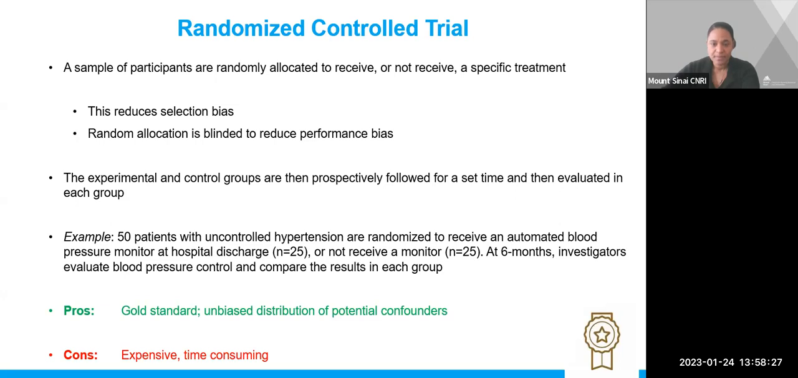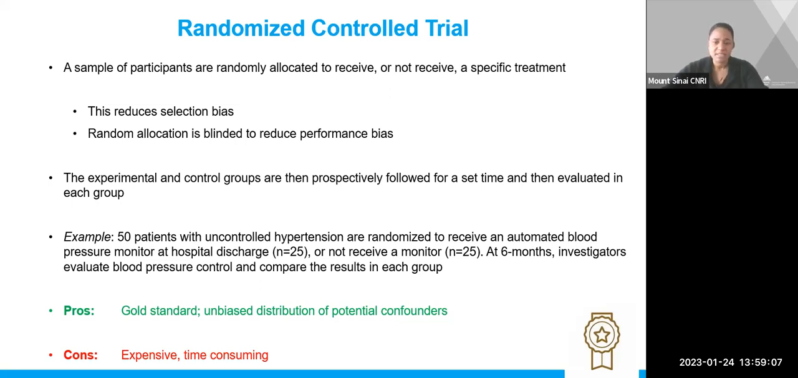Randomized controlled trials. This is a design where participants, and this can be your patient or your colleagues, are randomly assigned to receive or not receive a specific treatment. And the reason for randomization is to reduce something called selection bias. Selection bias is when the sample does not accurately reflect the target population. In addition, the random allocation, or the assignment of groups, is blinded so as to not compromise the study or introduce differences between groups. This is also known as performance bias.